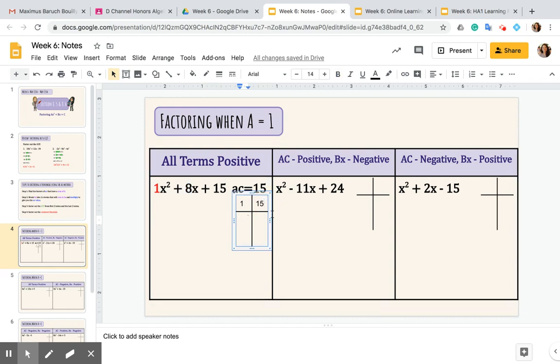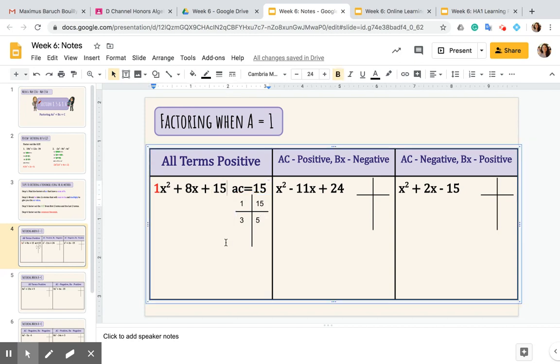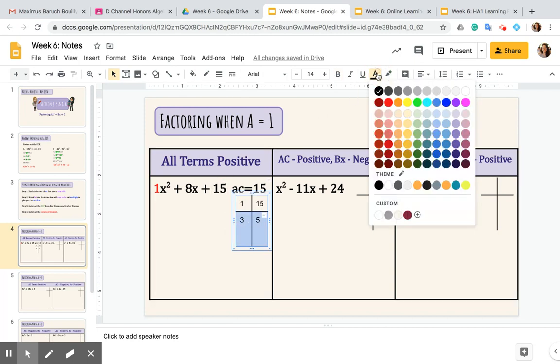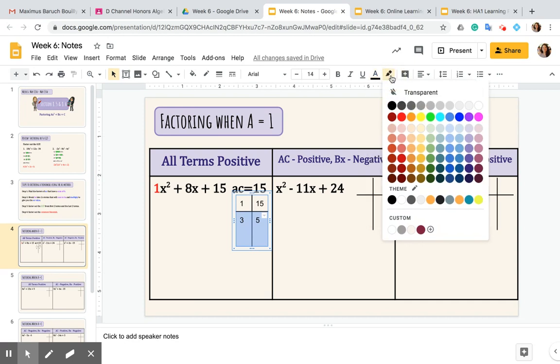Well, what are some other factors of 15? I could try 3 and 5. 3 times 5 gives me 15. The question is, when I add 3 plus 5, does that give me 8? It does. So that's actually what I want to use. Here are my winners. I want to highlight them. I want to use these.